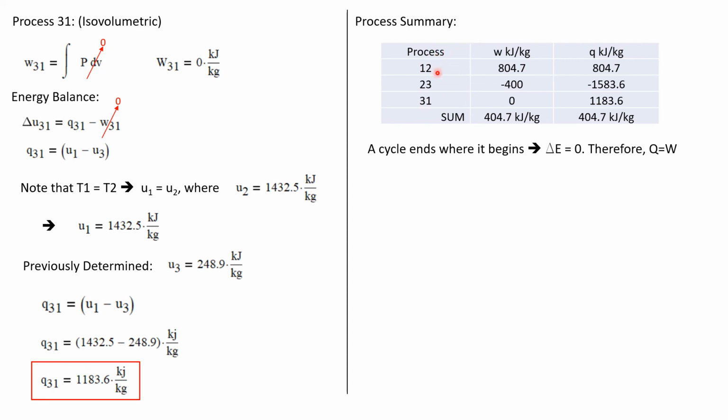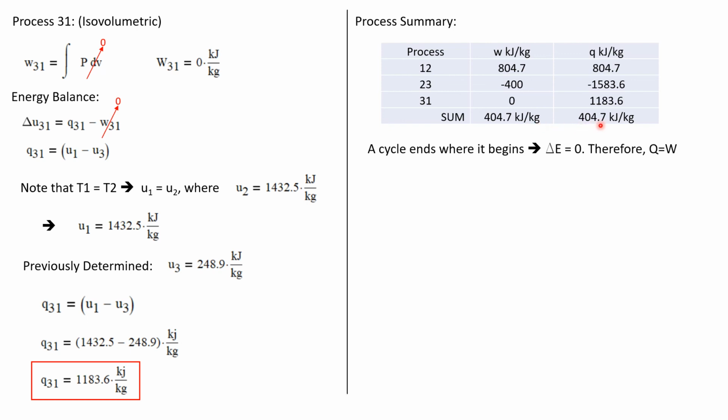Let's summarize all our calculations to date. We have 3 processes, and we have calculated the work and the heat transfer per unit mass for each of the 3 processes. Let's sum those. Let's sum all the work terms and sum all the heat transfer terms. And notice that they are identical, both sum to 404.7 kilojoules per kilogram.